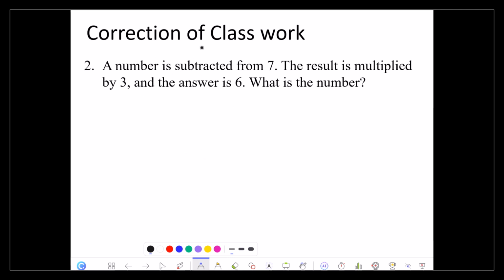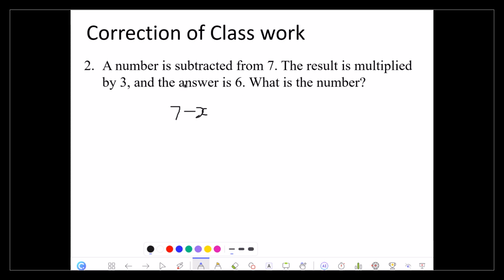Now this is the second question from that classwork. It says a number is subtracted from 7. So this question is similar to the first one. If a number is taken out of 7, that means 7 is already present, minus, we can use x as the letter. So a number is subtracted from 7. That means this is the number x. Take it out of 7. That is 7 minus x.